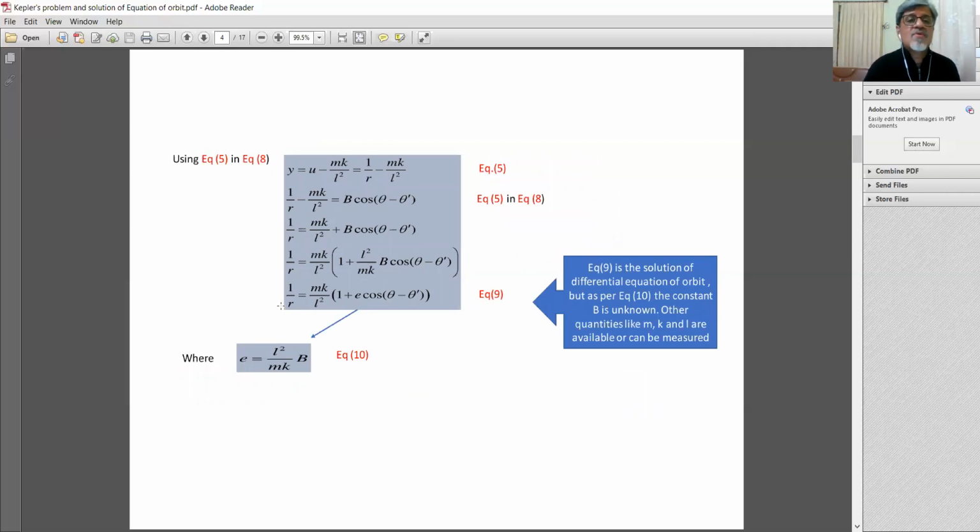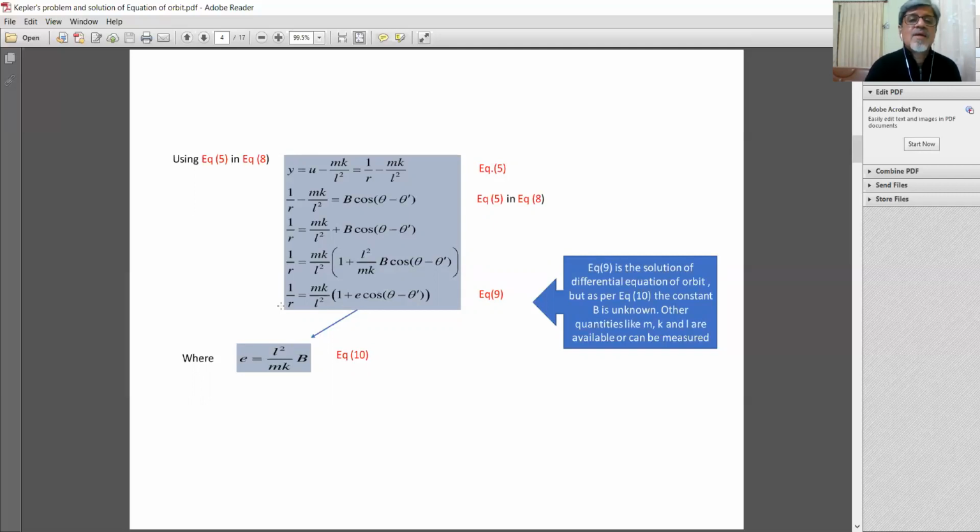Now using equation number 5 in equation number 8. So we already know that y is equal to u minus mk divided by L square, and u can be represented as 1 upon r. So we replace u by 1 upon r minus mk divided by L square, and that is from equation number 5. So 1 upon r minus mk divided by L square equal to b cos(theta minus theta prime).